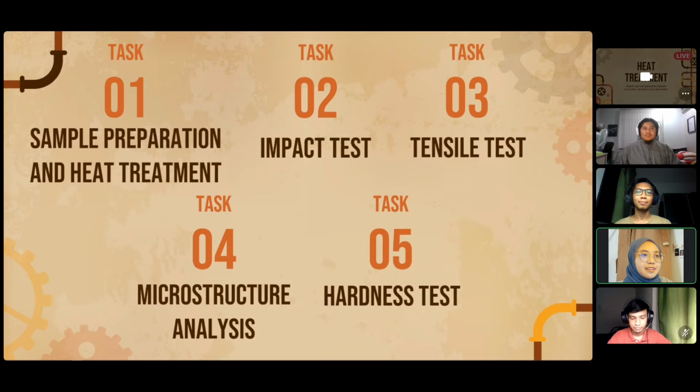For this project we were given 5 tasks: task 1 is sample preparation and heat treatment, task 2 is impact test, task 3 is tensile test, task 4 is microstructure analysis, and task 5 is hardness test. So let's start with task 1.